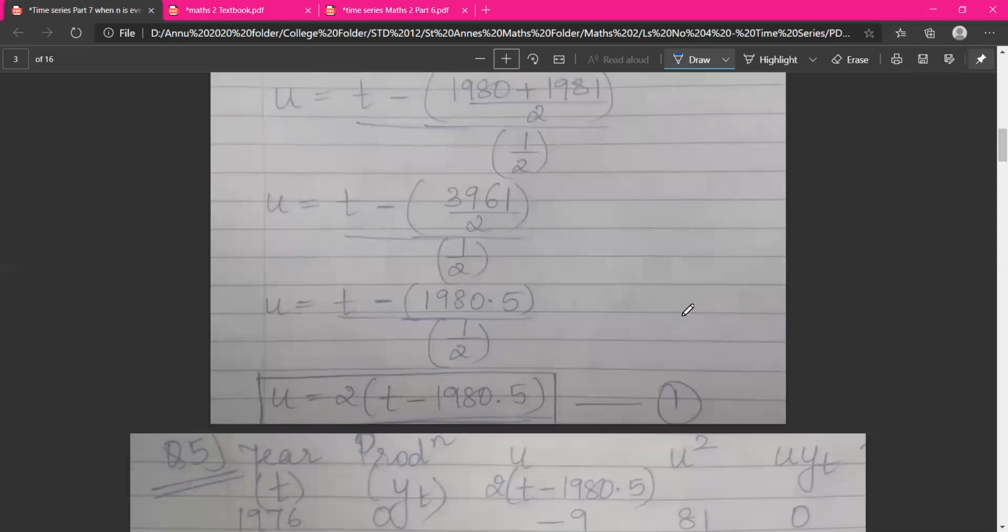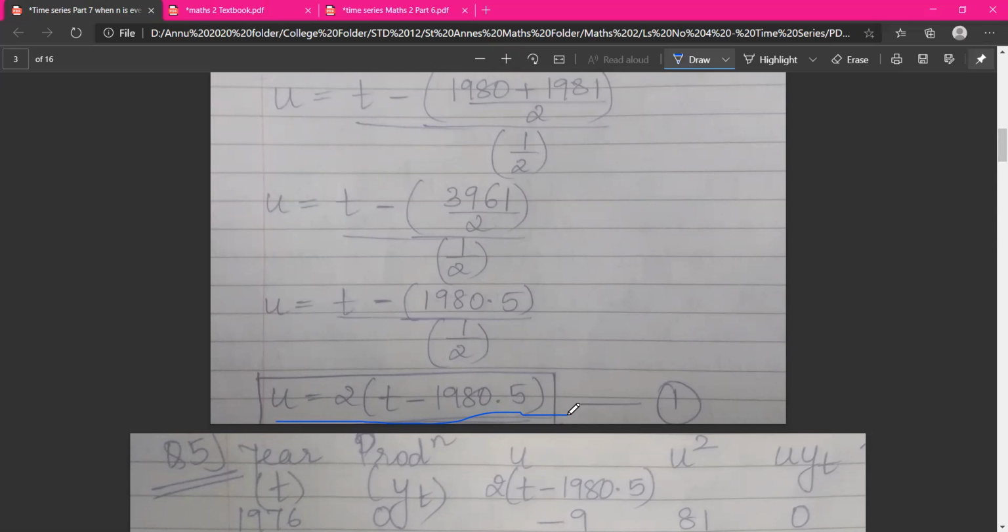So on dividing, I get 1980.5, the whole upon half. Now this half will go upward, it becomes a reciprocal. So your value of u is 2 times bracket open t minus 1980.5. This becomes your equation number 1.